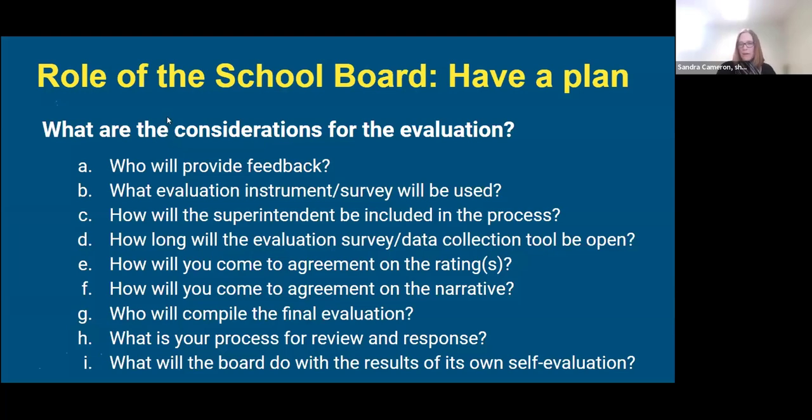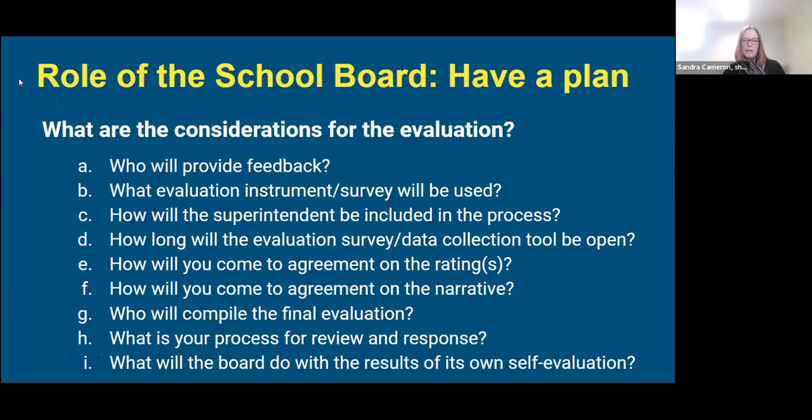In terms of timing, we use a survey that goes out through SurveyMonkey, and we have found it most effective to leave that survey open for about 10 to 14 days. We do a reminder when there's just a few days left, and then we may need to extend that timing, and it just depends on holidays, weekends, that sort of thing.